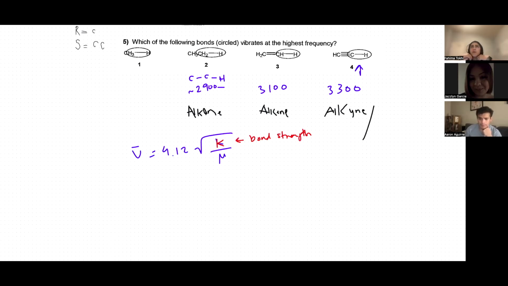I was going to ask, how do you know which number to plug into the formula? This is just guesstimation, rough estimating. The mass is the same. It's always a hydrogen connected to a carbon, so the mass is always the same, but the bond strength changes. The two carbons on the triple bond are so close together that they're kind of pushing out the hydrogen, right?